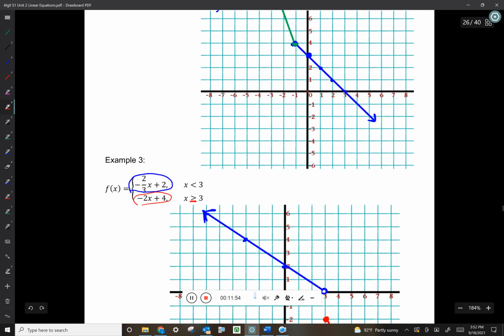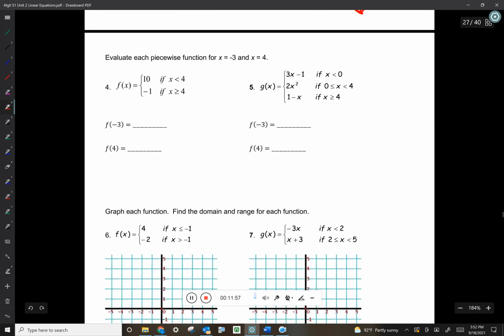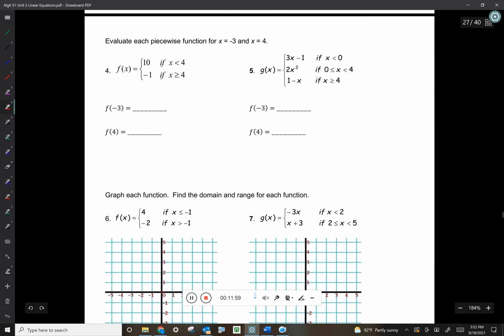Okay, so let's look here at number 4. Now number 4 does not ask me to graph. It simply says, here is my f of x, and then it asks me two questions. What is f of negative 3 and what is f of 4? Well, remember, function notation means you just plug that number in for x, right? But remember, f of x is defined two different ways. Sometimes f of x is defined as 10, and sometimes f of x is defined as negative 1. So how do I know which one I should plug this into?